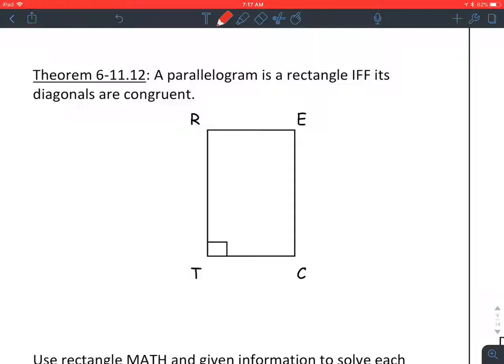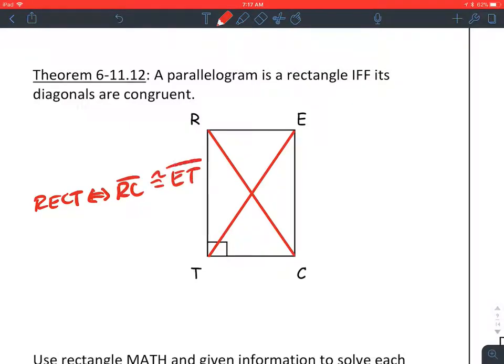Theorem 6-11 and 12. A parallelogram is a rectangle if and only if its diagonals are congruent. So that means that if this diagonal and this diagonal are the same length, so this is going to be a rectangle, if and only if segment RC is congruent to segment ET.